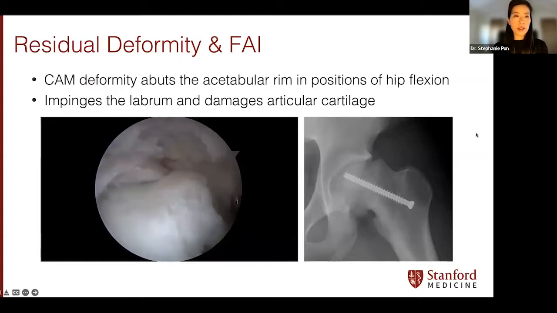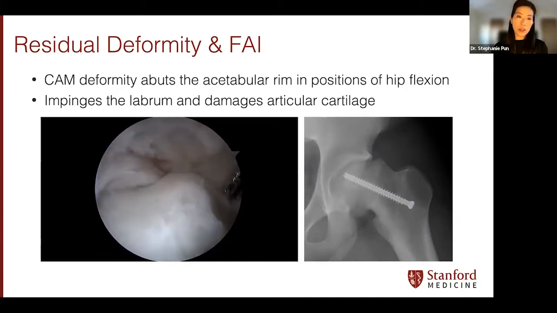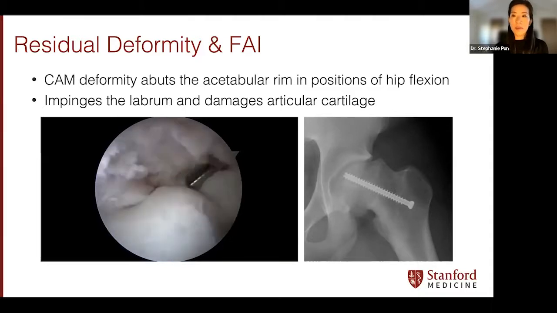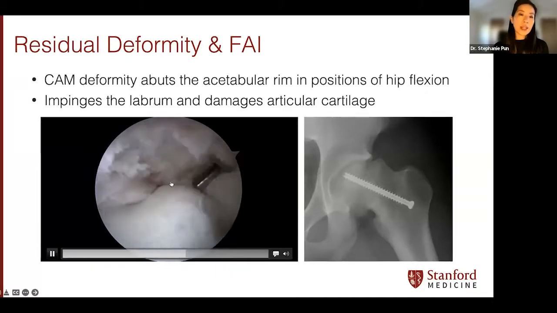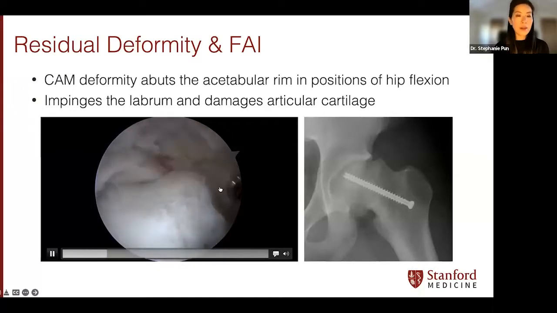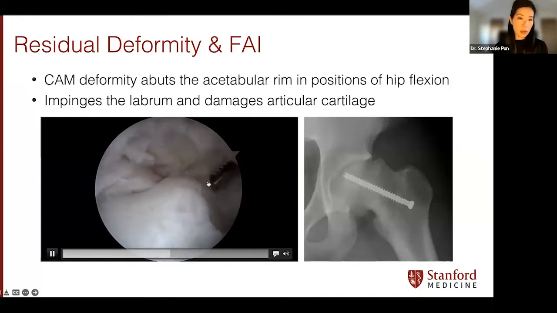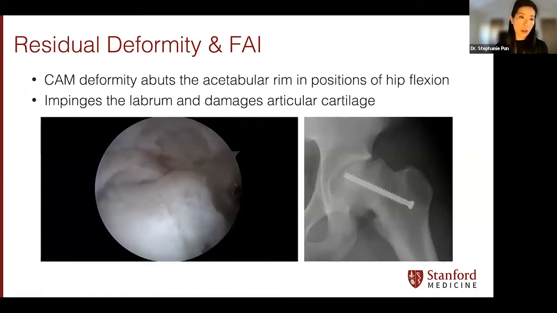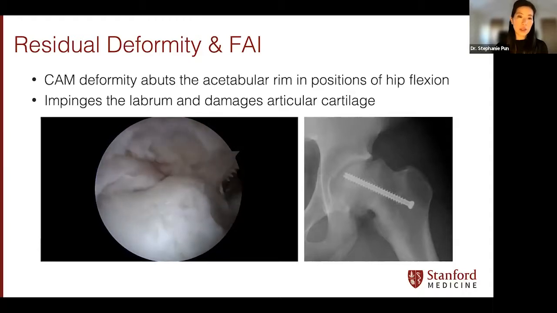So this patient was treated with a hip arthroscopy to shave down that bump of bone to alleviate the impingement. But you can see in this arthroscopic video, this is the labrum over here, the cartilage ring at the edge of the socket, and this is the cam deformity. So you can see how when the patient would flex up the hip, that extra bone, the cam deformity, would pinch the labrum and scrape the cartilage, causing damage to the joint and increasing the risk of developing arthritis at an early age.